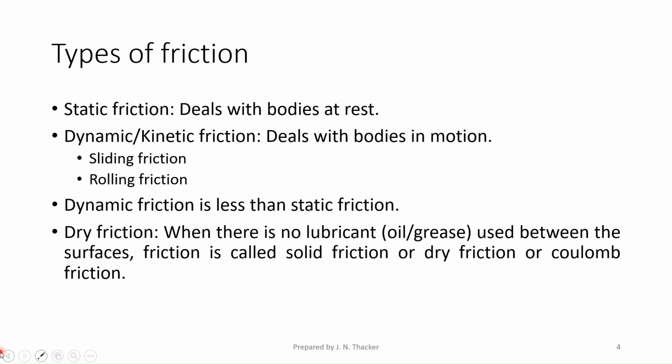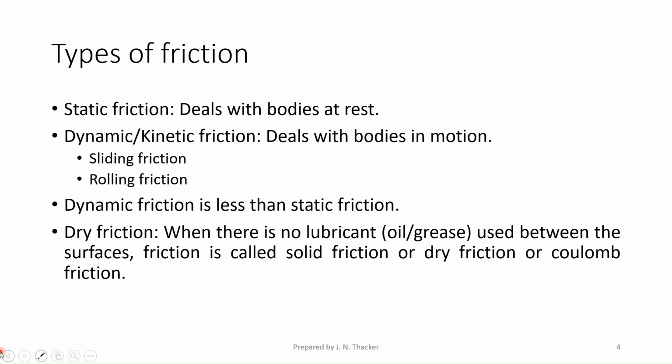Then there is a dry friction. So when there is no lubricant used between two surfaces, friction is called solid friction or the dry friction, or another name is Coulomb friction. So these are basic types of friction: statics, dynamics. Two parts of dynamics, those are sliding and rolling, and then there is dry friction.